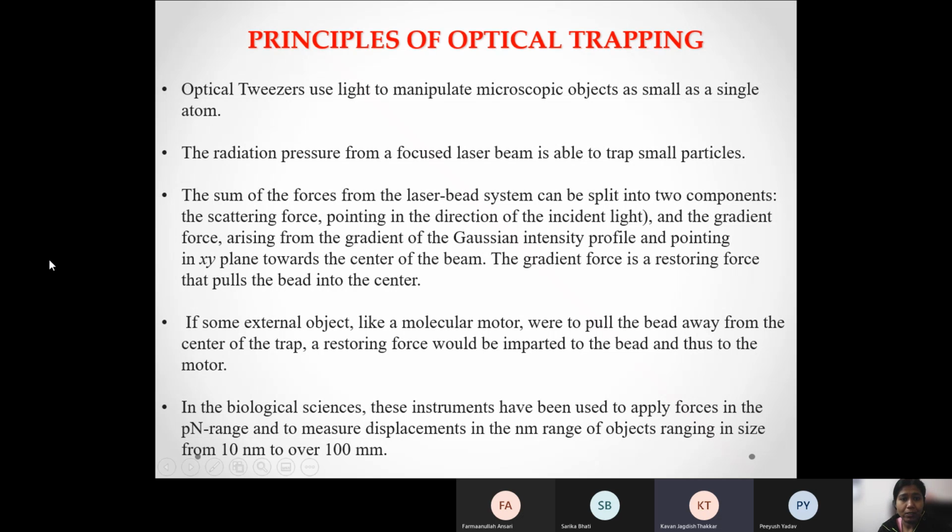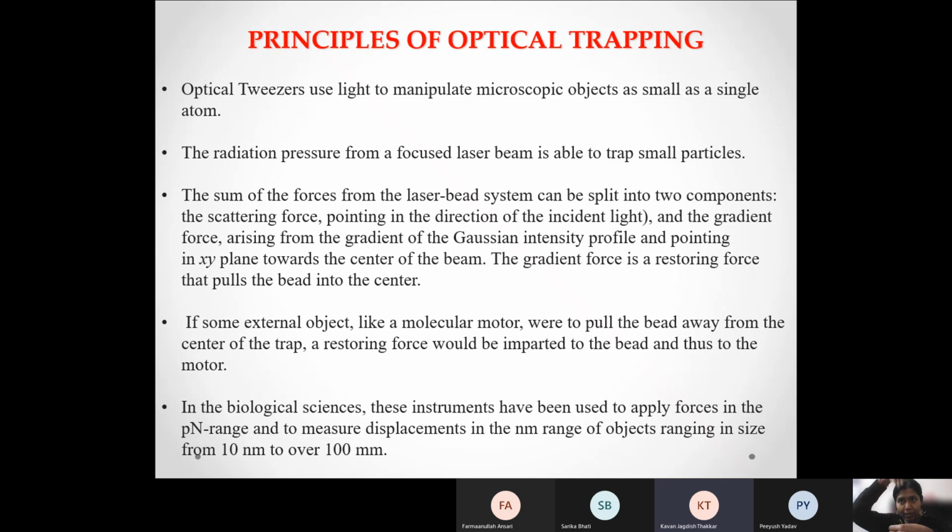And the gradient, so this is one component, and the gradient force arising from the gradient of Gaussian intensity profile and pointing in the XY plane towards the center of the beam. So what is it? Again, you have this bead, you have light falling on it, right? And you have the light falling on it with the center of this laser spot having the maximum intensity, periphery having lower intensity. So on this XY plane, you have a gradient of intensity profile, a Gaussian gradient of intensity profile.